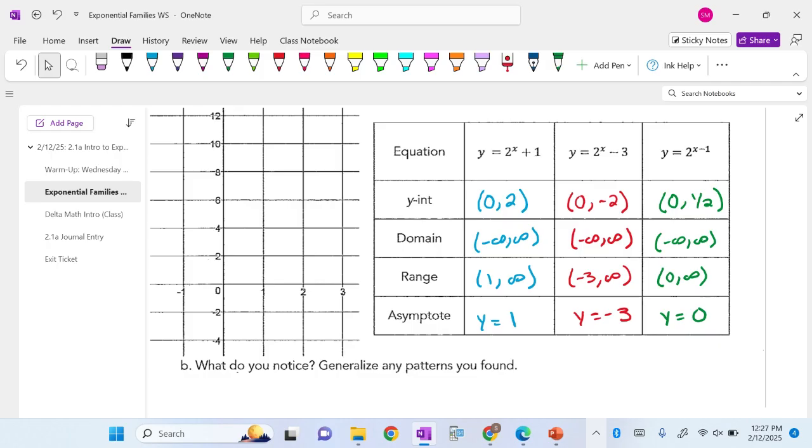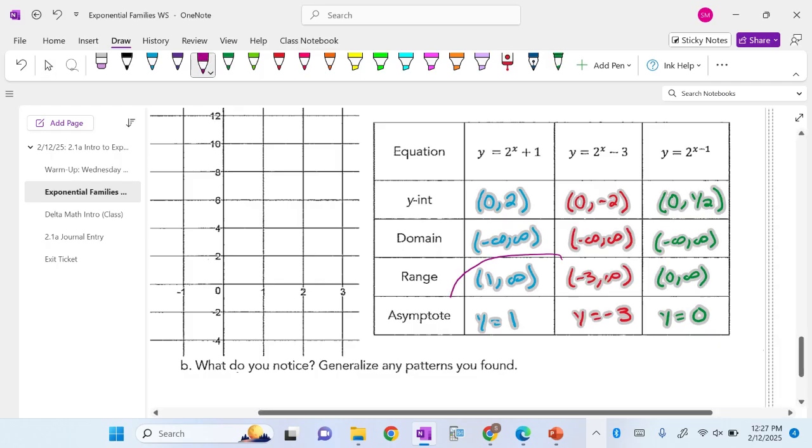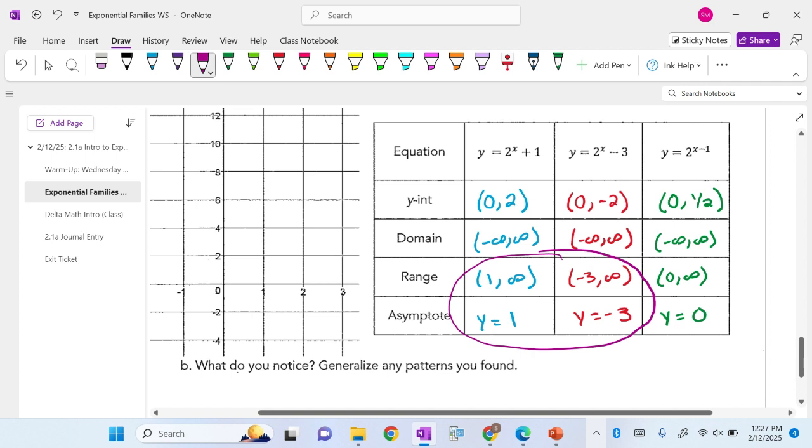The range and the asymptotes changed for these two. So if we look right here, our ranges and our asymptotes changed. So instead of being y equals 0 and the range being from 0 to infinity, they changed. Why do you think that is? What's different about it? Why do you think the range changed? Why do you think the asymptote changed? What happened?